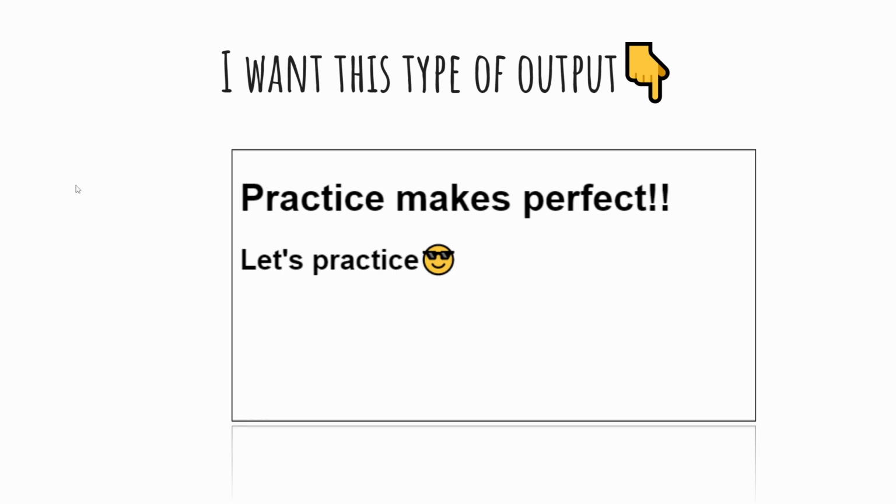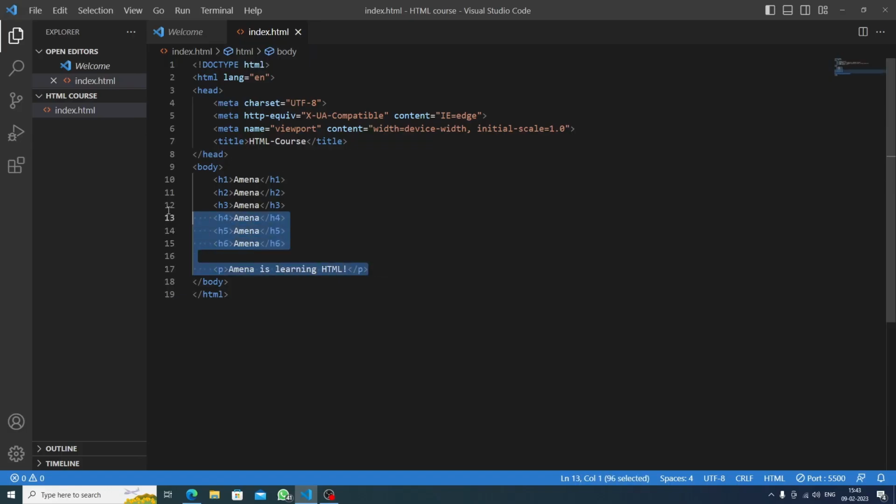Now what if I want this type of output? Like this is the H1 tag and this is the H2 tag. So let's do it. Okay, so we'll comment all of this. We'll just press Control and slash and these will all be commented, so we cannot see them in the web page.